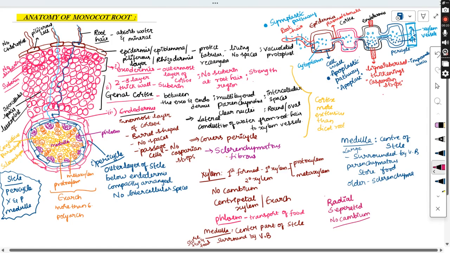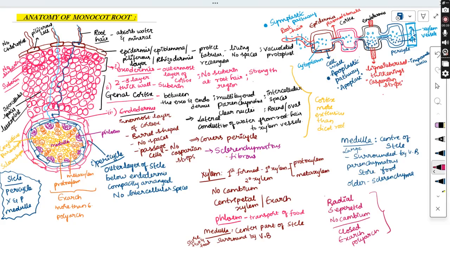As the cambium is absent, these vascular bundles are said to be closed type vascular bundles. Exarch type of arrangement of primary xylem can be seen. Many strands of xylem are present, more than 6, that's why it is polyarch. There are more than 6 vascular bundles with alternate xylem and phloem. These are the differences between dicot and monocot root.